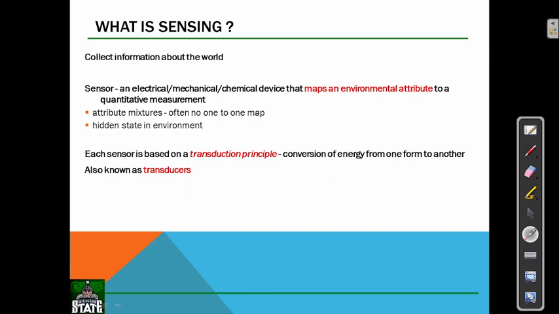Each sensor is based on a transduction principle, which is a conversion of energy from one form to another form, also known as a transducer, as we saw before.